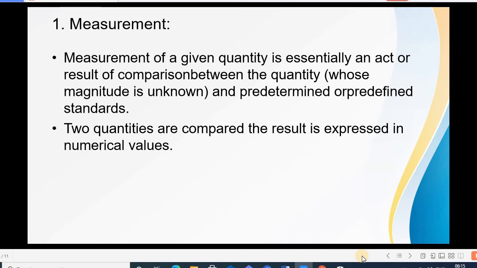Measurement of a given quantity is a comparison between the unknown quantity and a predetermined or predefined standard. The two quantities are compared, and the result will be expressed in terms of numerical values.